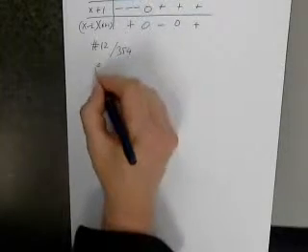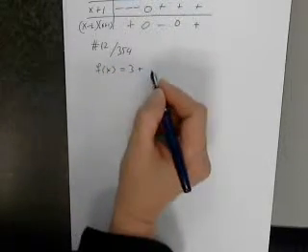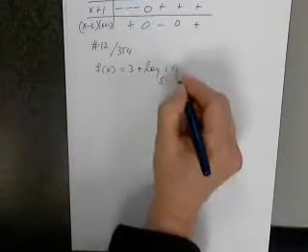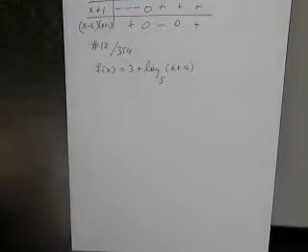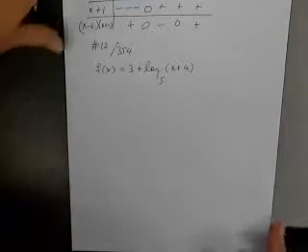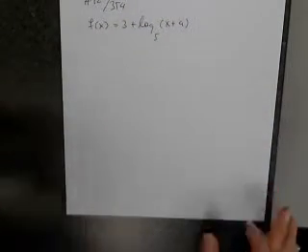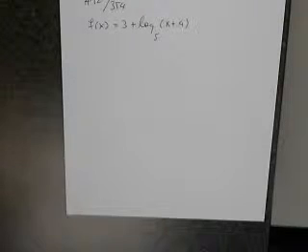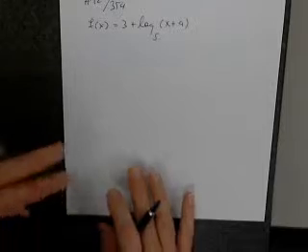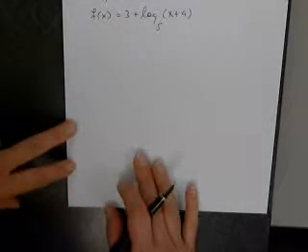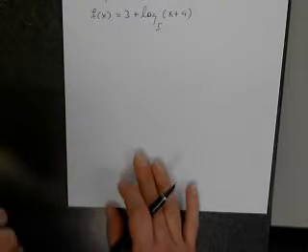F of x equals 3 plus log base 5 of x plus 4. I will use transformations. I don't know what they want. Sketch the graph, state the domain, range, and asymptote. Okay, I will use transformations first. We'll see what I come up with. But of course, I have to determine the domain.